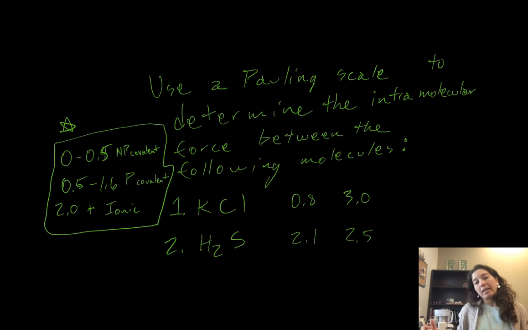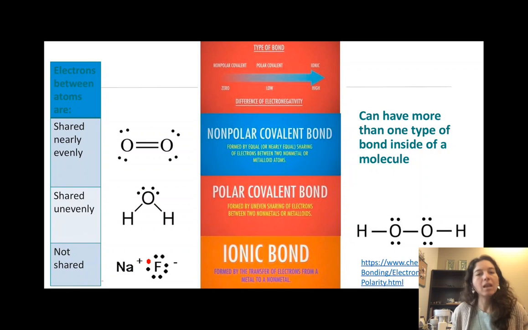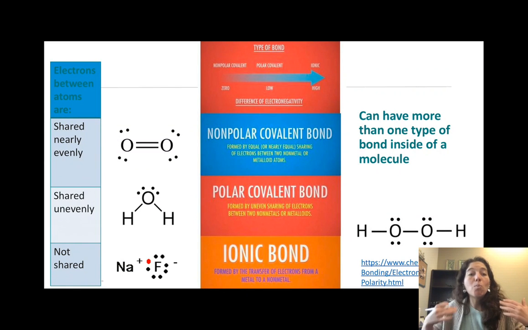So if we go to our Pauling scale, we'll see that our potassium is at 0.8, our chlorine is at 3.0. So if we take this difference here, we find that we end up with 2.2. So this means that this is an ionic bond. H2S, we've got 2.1 for our hydrogen, 2.5 for our sulfur, which means it's 0.4, which means that this is a nonpolar covalent bond.